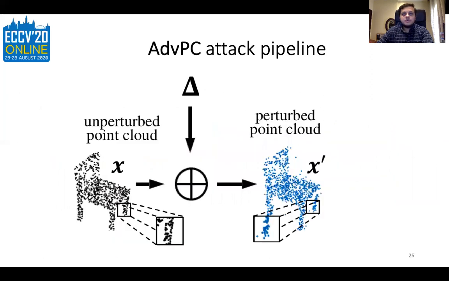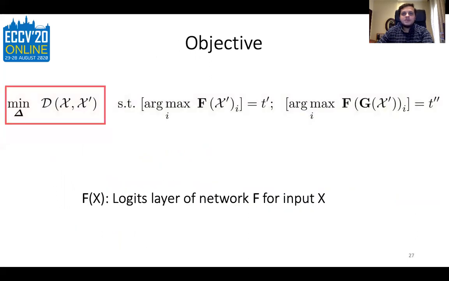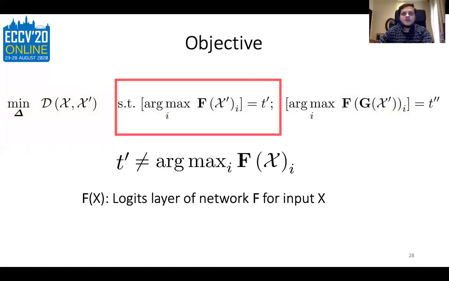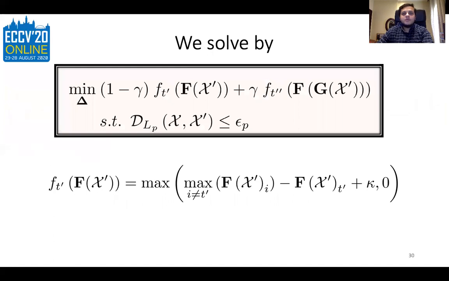If we have a closer look, we can see the perturbation effect on the point cloud. Our main objective makes the perturbation as small as possible under some LP norm, while satisfying the fooling criteria of the classifier to an incorrect label T prime, and the fooling criteria of the reconstruction of the autoencoder of the perturbed sample to an incorrect label T double prime. We formulate our objective as hard constraints and solve by projected gradient descent in L2 and in L infinity.